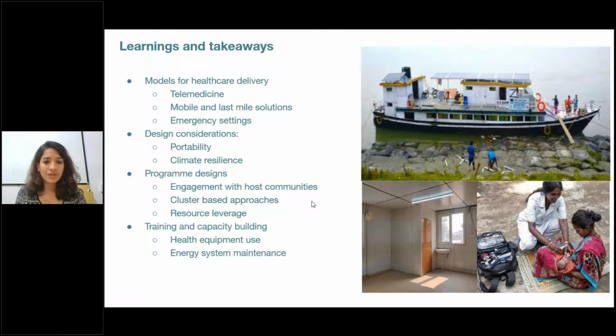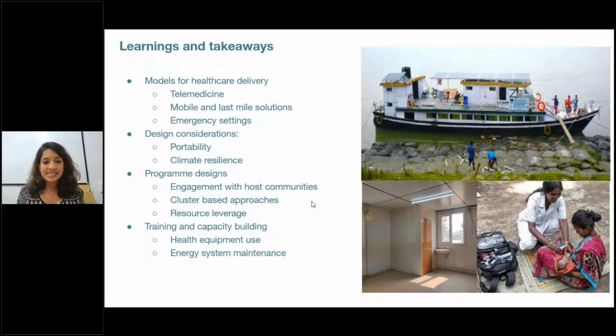For us, the key takeaways have really been looking at remote areas, at disaster-prone areas, and the various models for healthcare delivery. Not everything has to be a health facility. As I mentioned earlier, you could be looking at portable maternal kits. You could be looking at telemedicine as a way to bridge the skill gap that may exist between the center of the town versus a camp that is far away and remote.